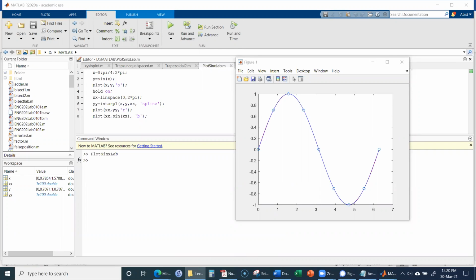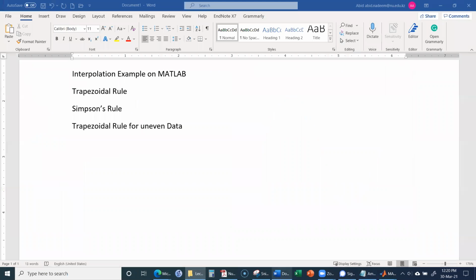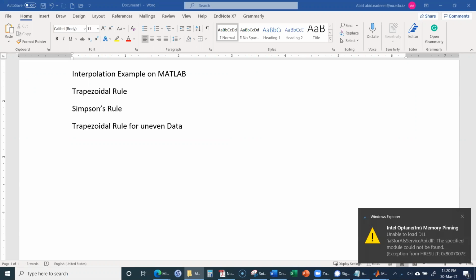Okay, then. So this was the interpolation part, the interpolation example on Matlab. So now let's see how we can apply the trapezoidal rule on Matlab.